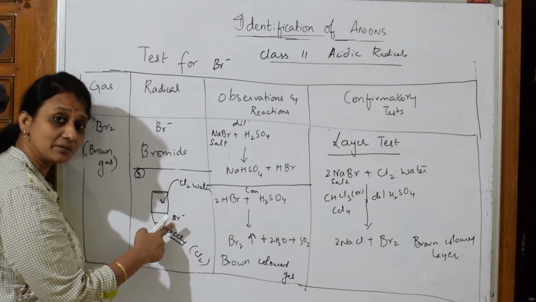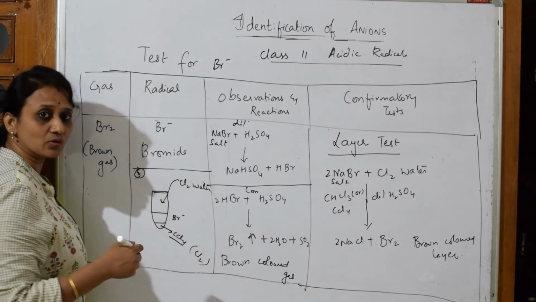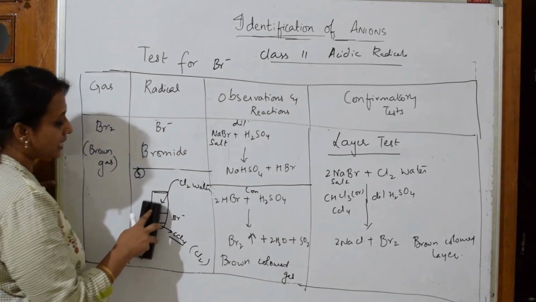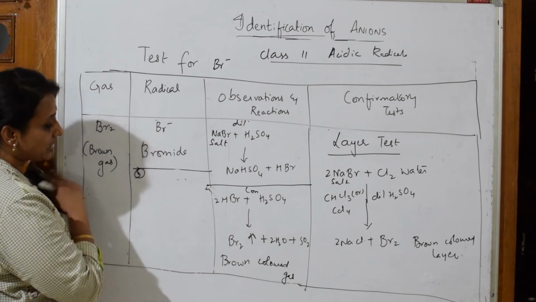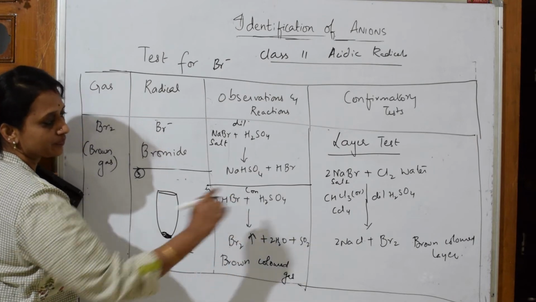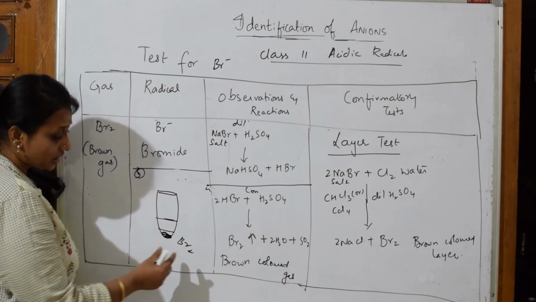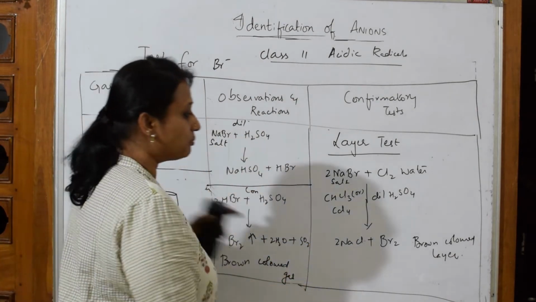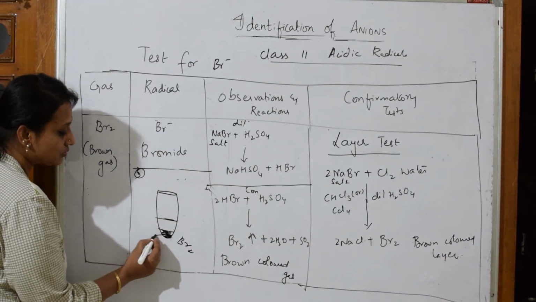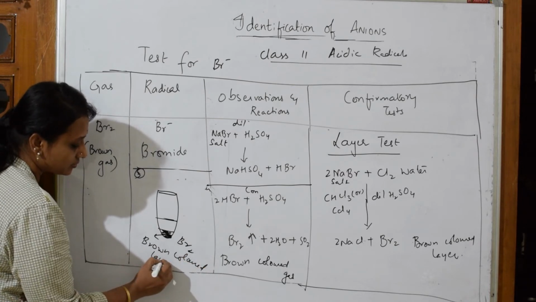Now this is an ionic compound, ionic in nature. When you add more and more, and start shaking it vigorously, the whole of the bromide comes down and settles at the base of the test tube as Br2. And the top layer will become transparent. Now this particular Br2 is your brown colored layer which settles down at the base of the test tube. So, what is the color of this Br2? It is a brown colored layer.